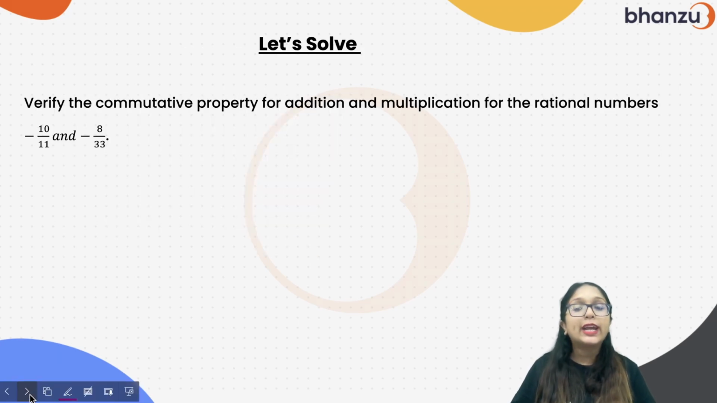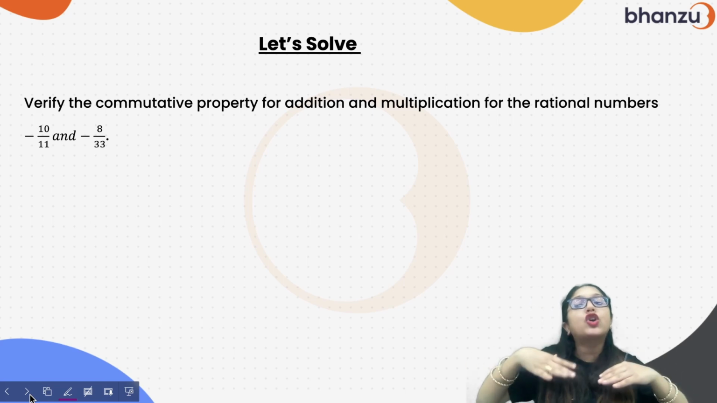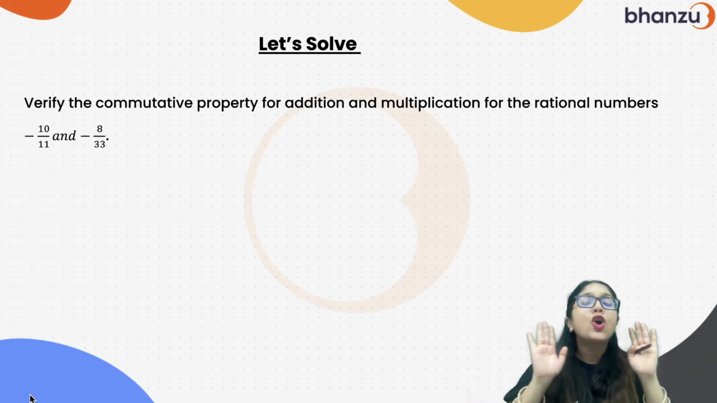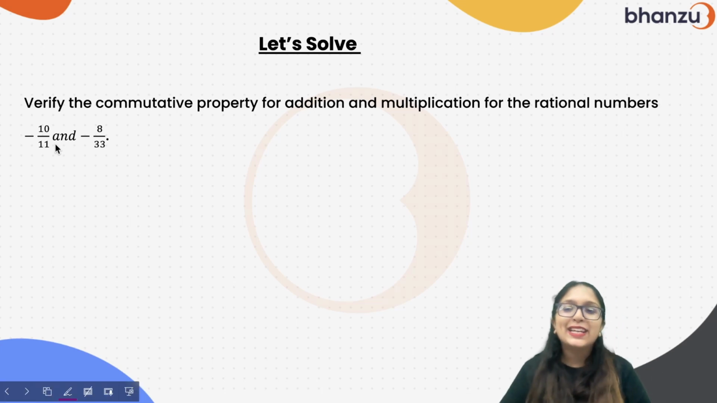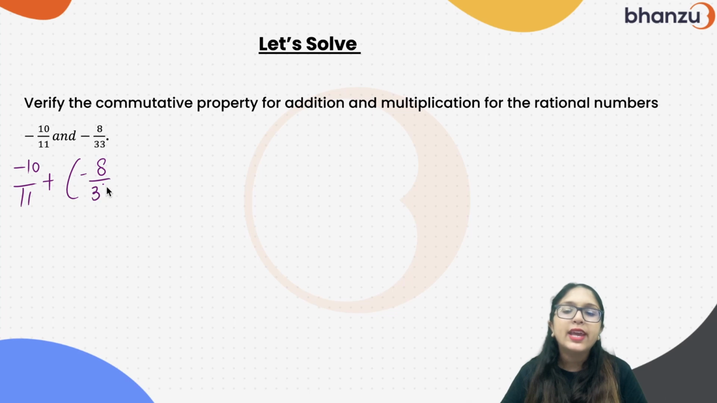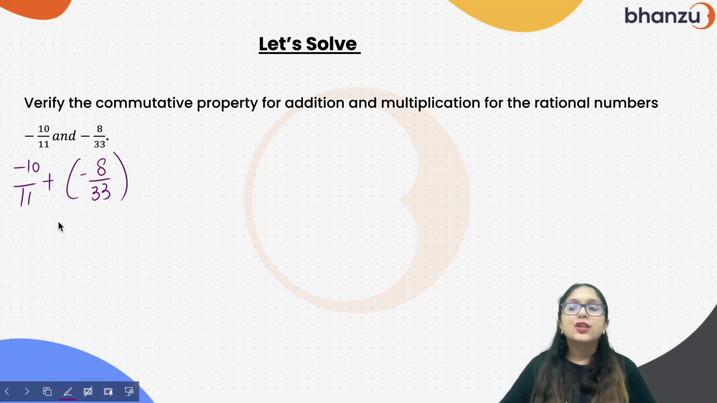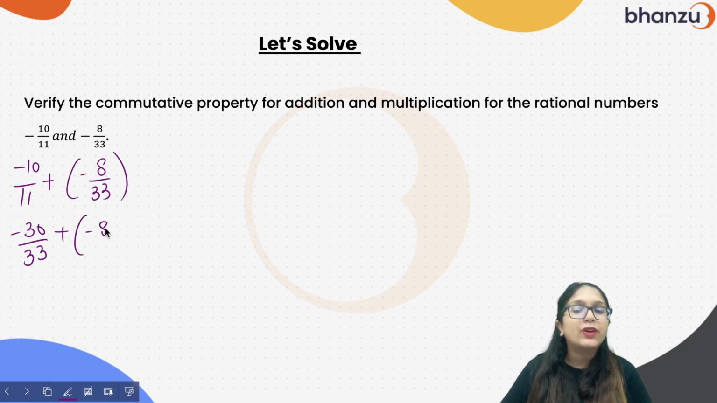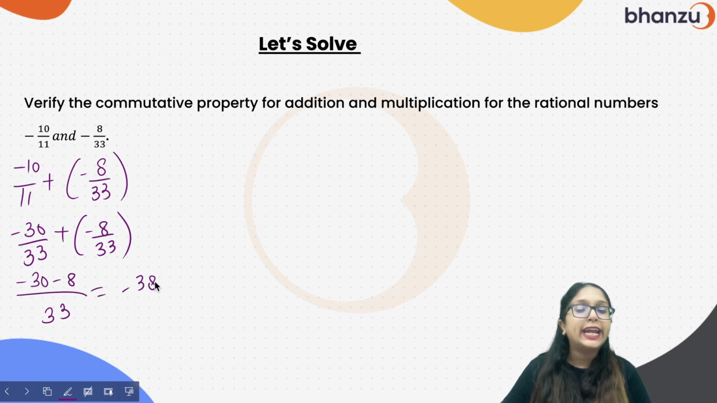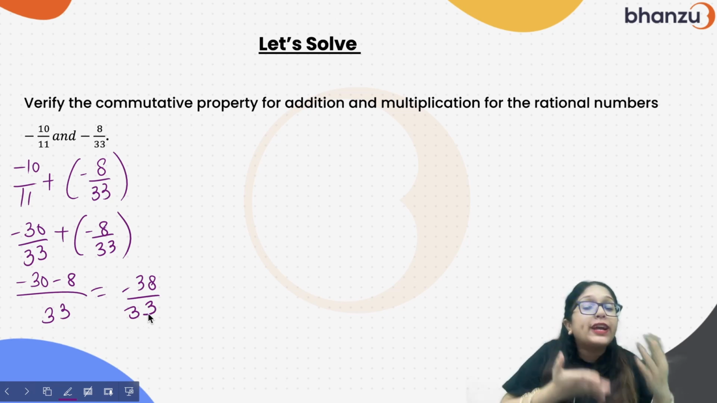Okay. So now we are quickly going to practice few questions. It says verify the commutative property for addition and multiplication. Let's quickly verify then. Now let's say the question is minus 10 over 11 plus minus 8 over 33. LCM is going to be 33 over here for these two numbers. So I'm going to multiply the first fraction's numerator and denominator by 3. So here I'm going to get minus 30 over 33, then plus minus 8 over 33. Then what will happen? 33 at the bottom, then minus 30 minus 8, which is going to be minus 38 over 33.